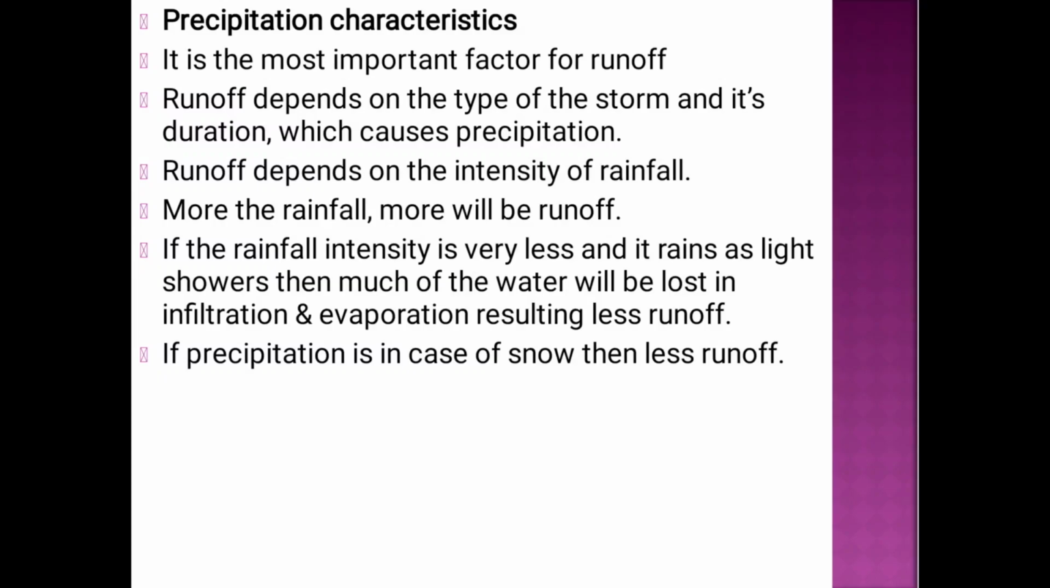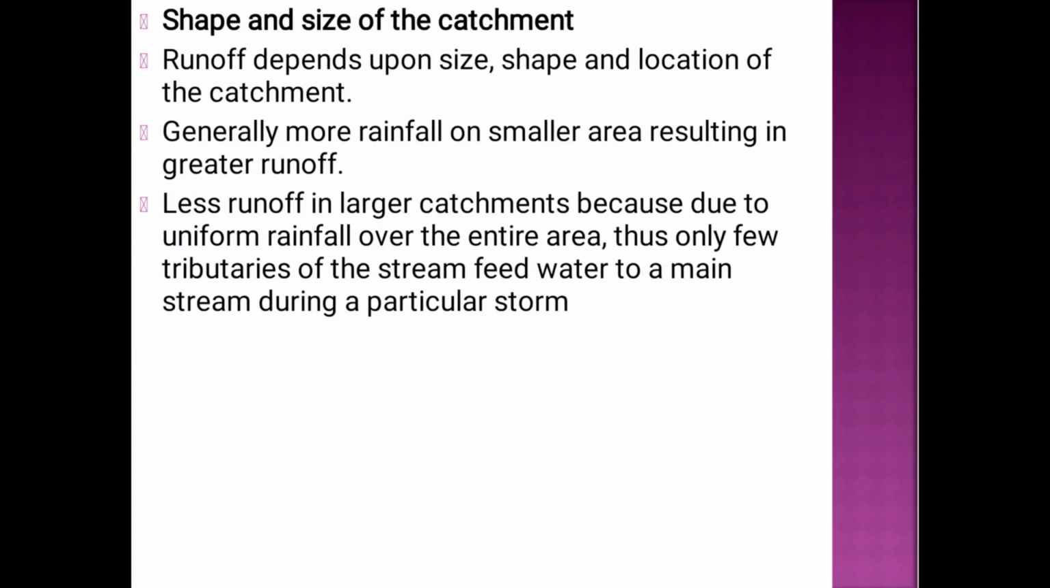If the rainfall intensity is very low and it rains as a light shower, then much of the water will be lost in infiltration and evaporation, resulting in less runoff. If precipitation is in the form of snow, then there is less runoff. Next, shape and size of the catchment. Runoff depends upon the size, shape and location of the catchment. Generally, more rainfall and smaller area result in greater runoff. Less runoff in a larger catchment, because due to uniform rainfall over the entire area, only a few tributaries of the stream feed water to the main stream during a particular storm.